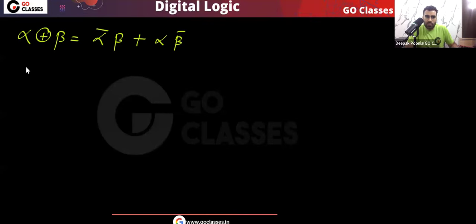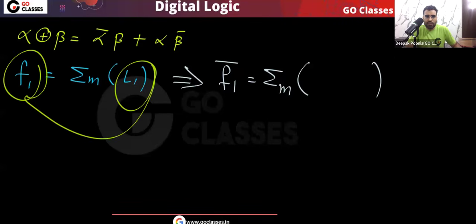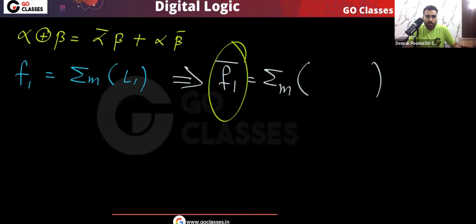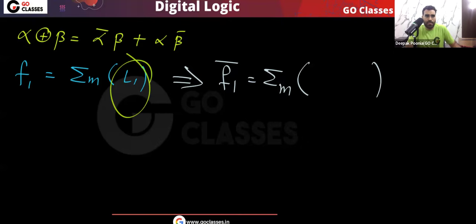Okay, now we also know that if a function f1 is given to you as a sum of minterms, and let's assume this is the minterm list L1, then what will be f1 complement? So tell me, what will be the minterm list of f1 complement? You can easily see, for these row numbers, f1 is 1. So for the remaining, f1 complement will be 1. Yes or no? So to find the minterm list of f1 complement, we will just complement this list.